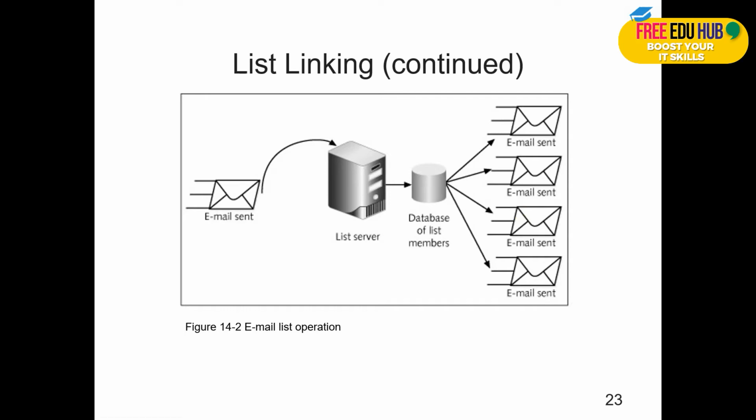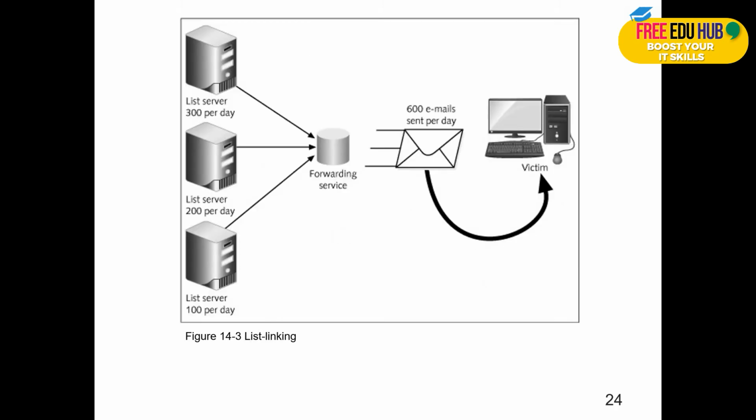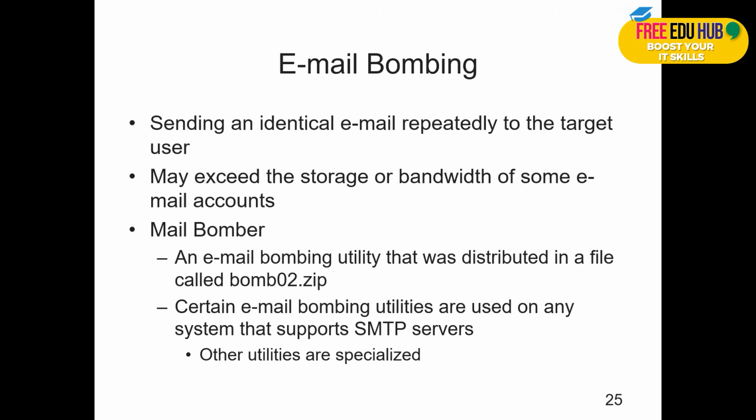Usually they draft it in a way that it looks interesting and relevant to the institution wherever they are sending it. Now, there could be different list servers where they'll be forwarding the messages, like a victim would send 600 emails per day using a forwarding service to the list servers, by 300 per day or 200 or 100, depending on what kind of list and how many users you have in that list.